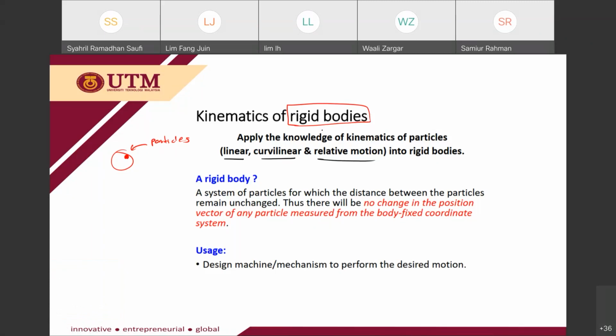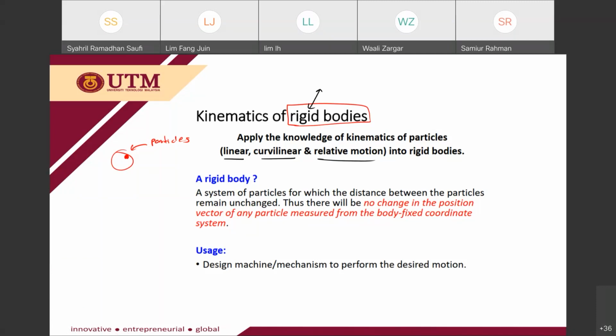So what is meant by rigid bodies? Rigid means that if we apply a force to the body, the body does not change shape. The shape of the rigid body is not changed. That's why we call it rigid. So why do you need to learn this chapter 8? To design a machine or mechanism to perform the desired motion. In a rigid body system, you need to know how to calculate the motion of the body.